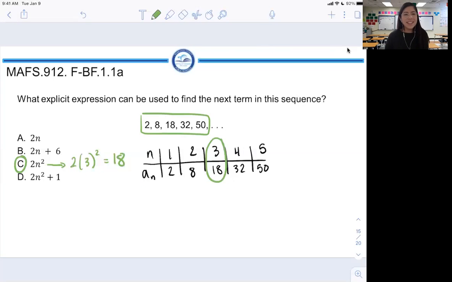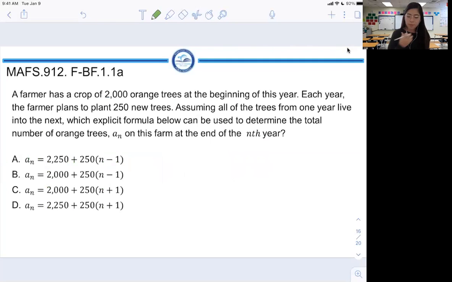So, yeah, Jalen. Any questions on how to figure out the correct rule for the sequence? Easy stuff. This is like one of the first things you guys learned in algebra. Okie dokes, here we go. This one is another sequence, but it's a word problem.